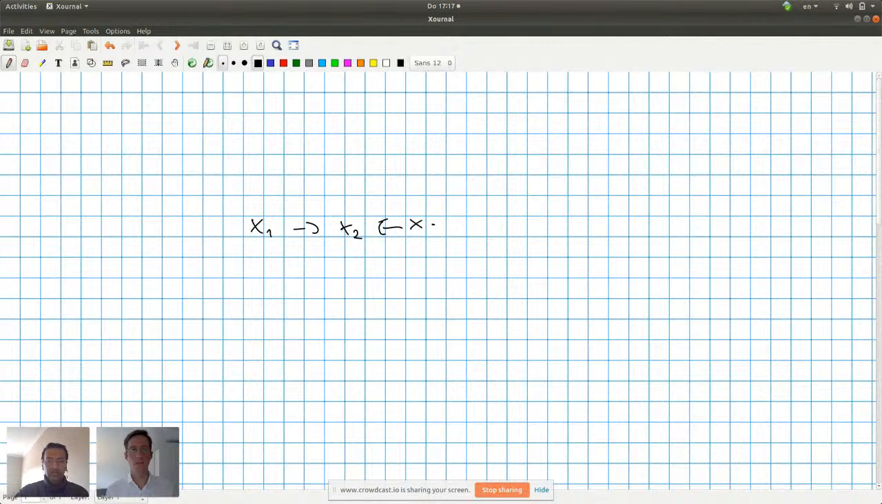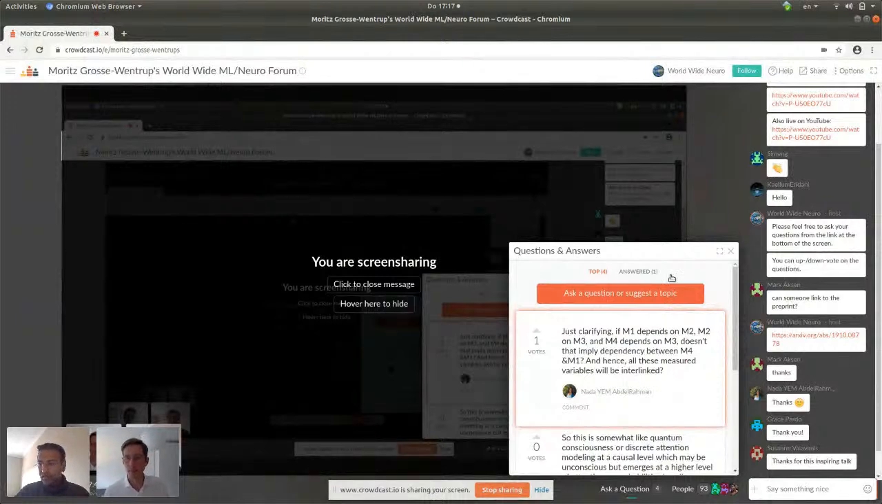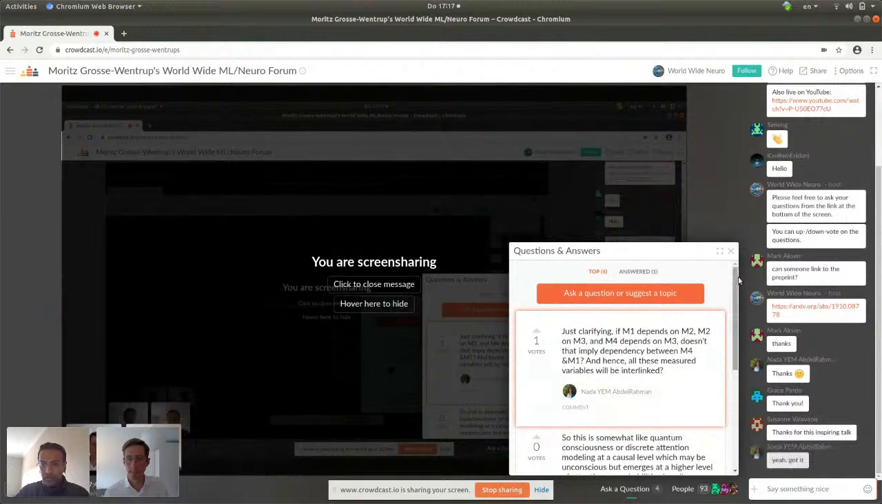Say this is your dependency structure. X1 causes X2 and X3 causes X2. Then if you look at the dependencies, X1 and X2 will be dependent, and X3 and X2 will be dependent, but X1 and X3 will be independent because there's no causal link from X1 to X3. And I hope that answers your question. If there's anything more, please ask to clarify.